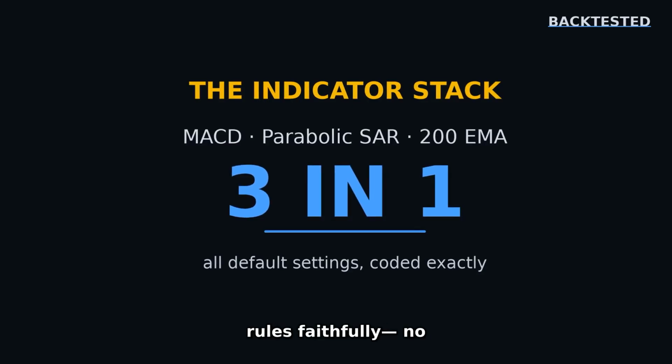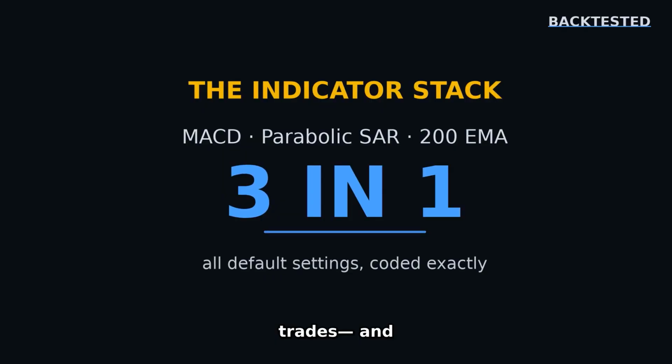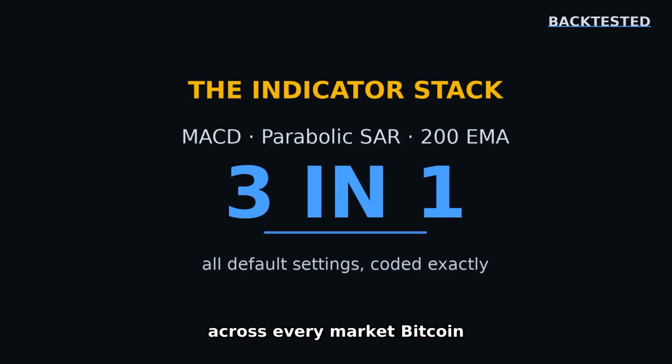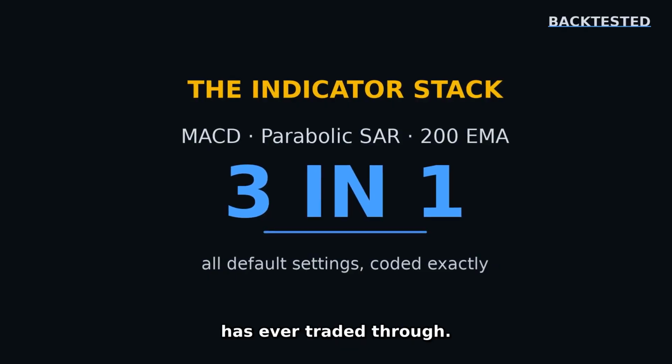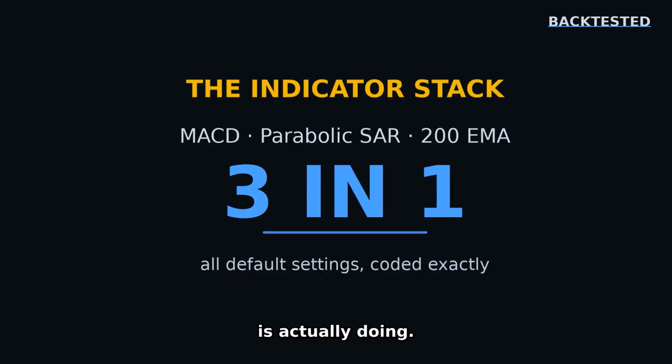It's to code the rules faithfully. No interpretation, no discretion, no quietly skipping the losing trades, and then let the full history judge it fairly. That means one fixed set of conditions, applied identically to every candle across every market Bitcoin has ever traded through. Bull runs, crashes, sideways chop. The indicators get their fair trial. The data delivers the verdict. Let's start by understanding exactly what each piece is actually doing.